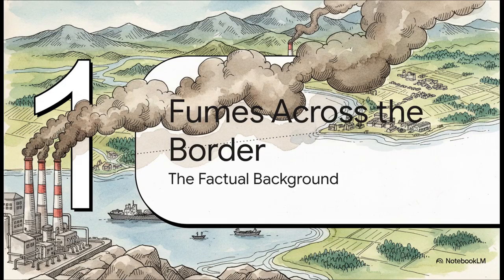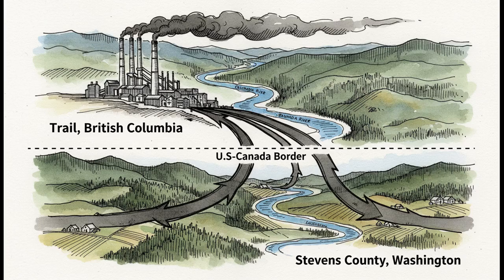Before you can even begin to understand the legal back and forth, you've got to understand the geography and the industry that sparked this whole thing. So picture this. There's this enormous smelter up in Trail, British Columbia, run by a big Canadian company. The key thing here is its location. It's sitting in the Columbia River Valley, only 7 miles north of the U.S. border.